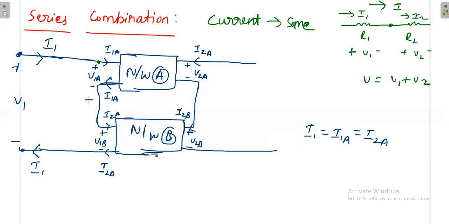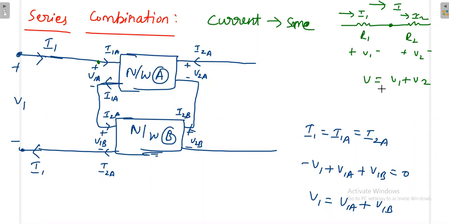That means they are in the series connection. Now what happens to the voltage? You apply KVL in this loop. You go this way, come this way, come this way. Then minus V1 plus V1A plus V1B is equal to 0. Again, V1 is equal to V1A plus V1B. Again, my overall voltage is the addition of the individual voltages.